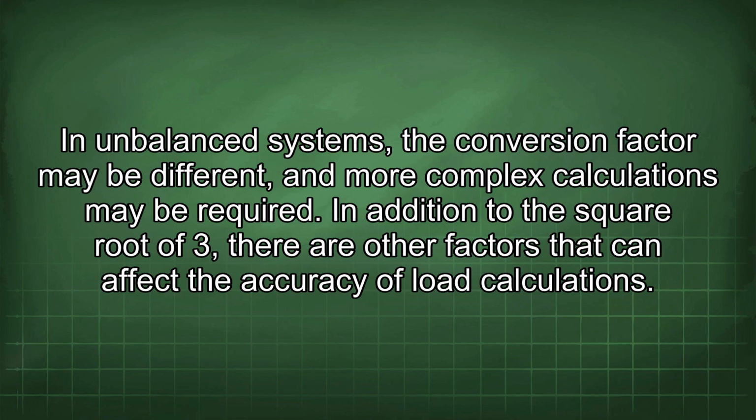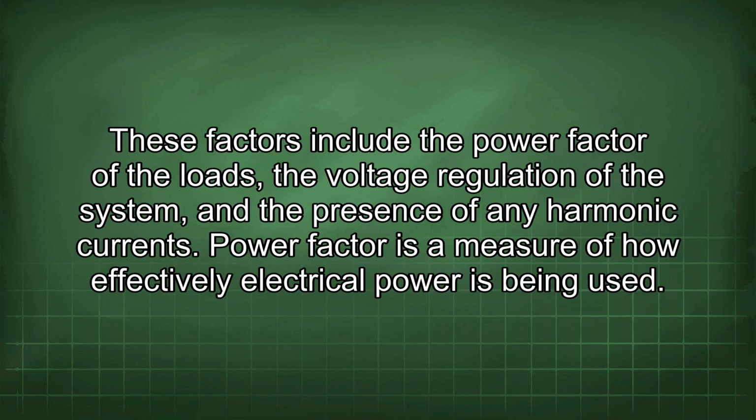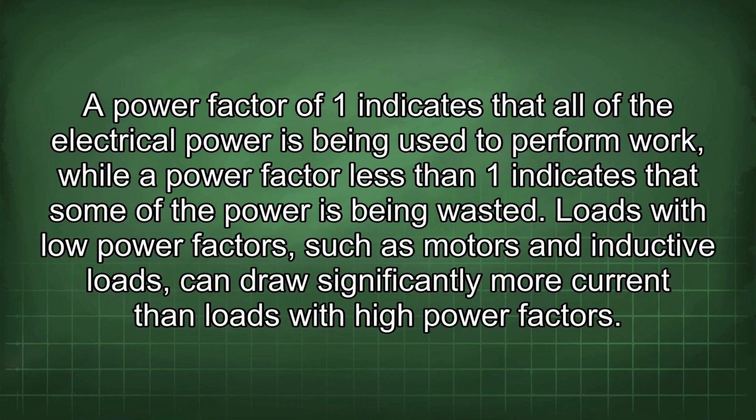In addition to the square root of 3, there are other factors that can affect the accuracy of load calculations. These factors include the power factor of the loads, the voltage regulation of the system, and the presence of any harmonic currents. Power factor is a measure of how effectively electrical power is being used. A power factor of 1 indicates that all of the electrical power is being used to perform work, while a power factor less than 1 indicates that some of the power is being wasted.